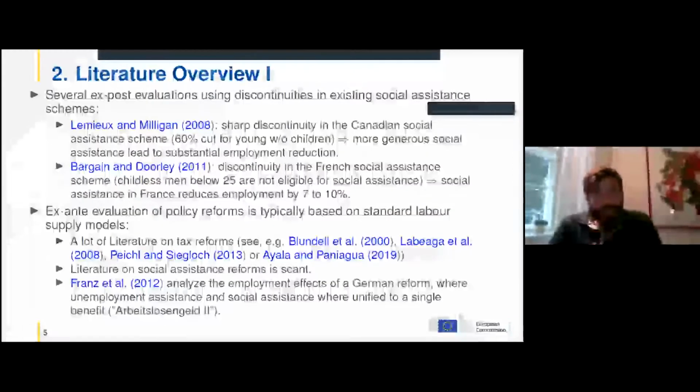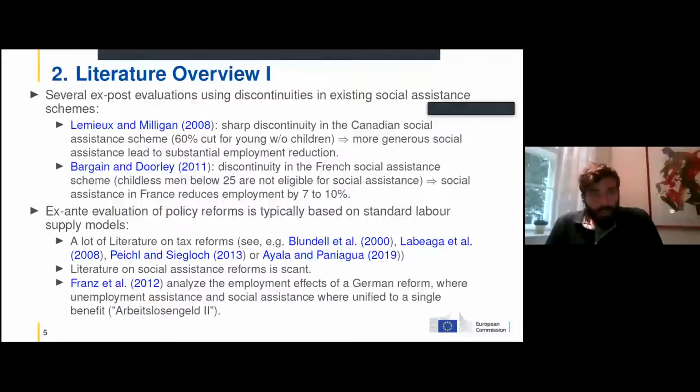First of all, a quick overview of the literature that is out there. There are several ex post evaluations that use discontinuities in existing social assistance schemes. There's the study by Lemieux and Milligan in 2008 that uses a sharp discontinuity in the Canadian social assistance scheme, where there's a 60% cut for young individuals without children. They found that this more generous social assistance led to substantial employment reduction.